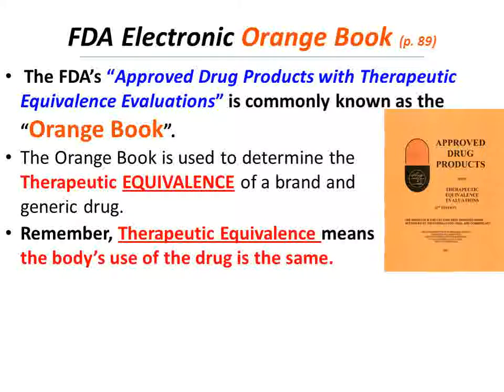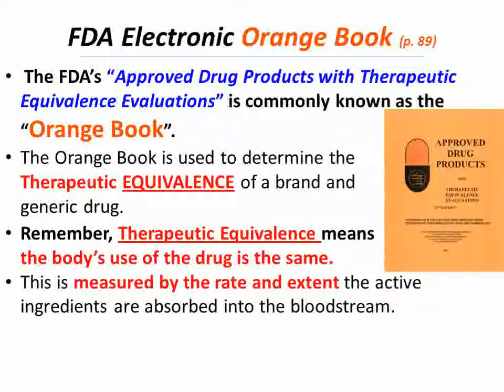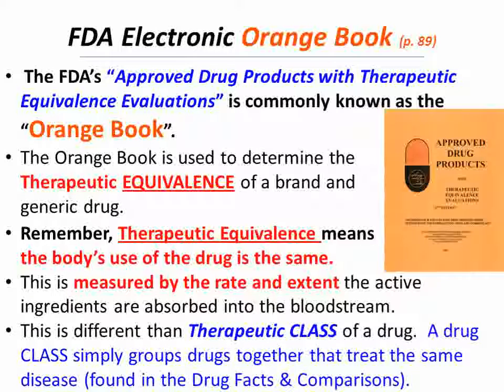And just as a friendly reminder, therapeutic equivalence means the body's use of the drug is the same. And how do we know it's the same? Because the rate and the extent of absorption into the bloodstream is the same. So when the rate and the extent of the drug being absorbed into the bloodstream is the same, we say two drugs are equivalent to each other. Now just a little note, therapeutic equivalence is different than therapeutic class of a drug.